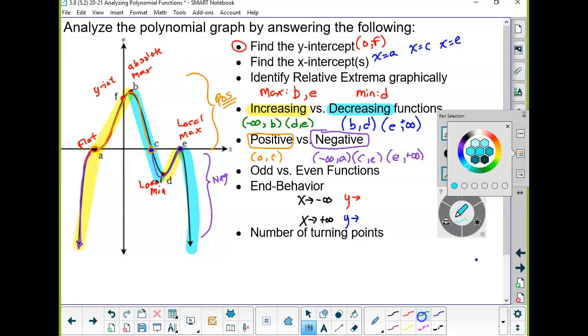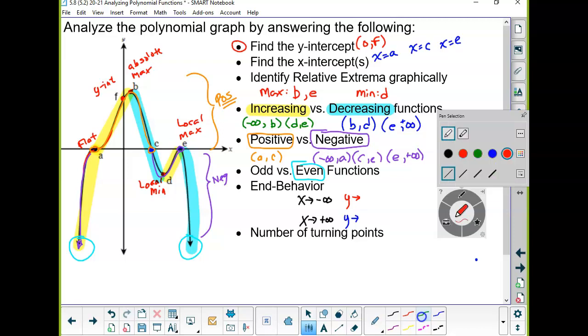All right. Is this an odd or an even function? Even, right? How do we know? Both arrows go down. So because both arrows are going the same direction, it's an even function.